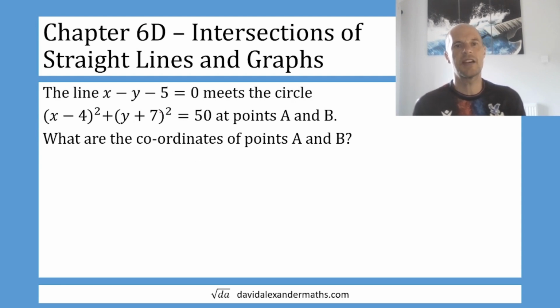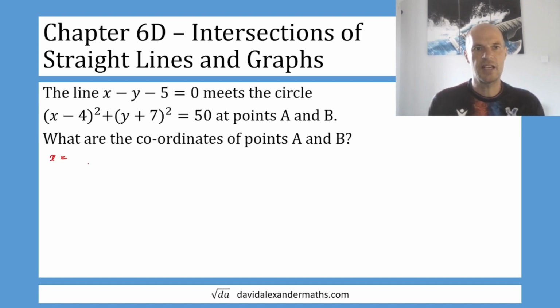So what we need to do here, basically, we've got some simultaneous equations. I'm going to rearrange the linear one to make x the subject, or I could make y the subject if I wanted to, and then substitute into the circle equation. So if x − y − 5 is 0, then that means x is y + 5. So if x is y + 5, I'm going to replace this x with y + 5.